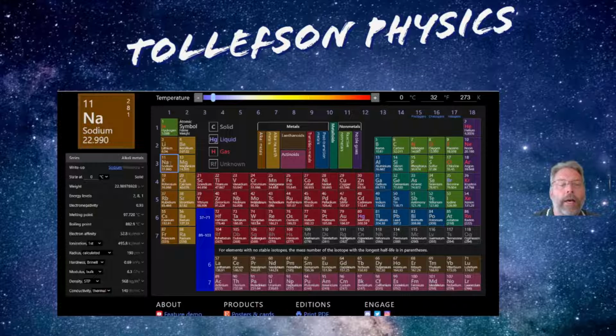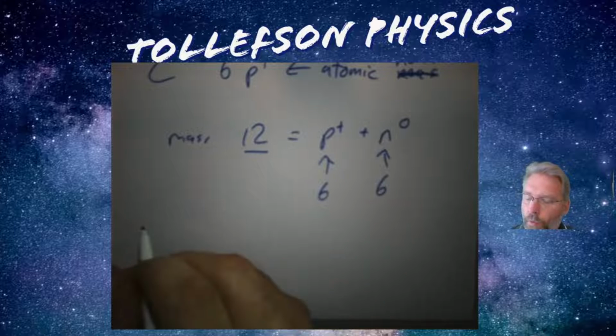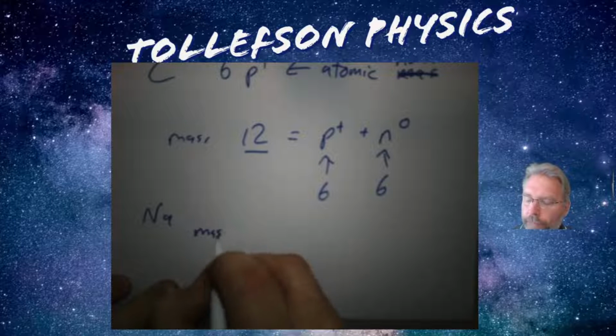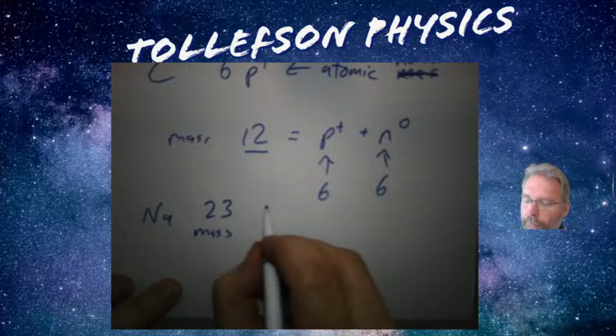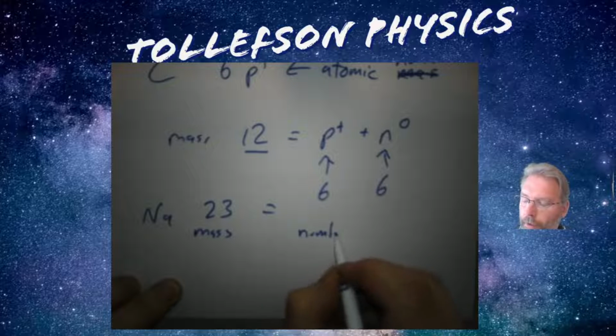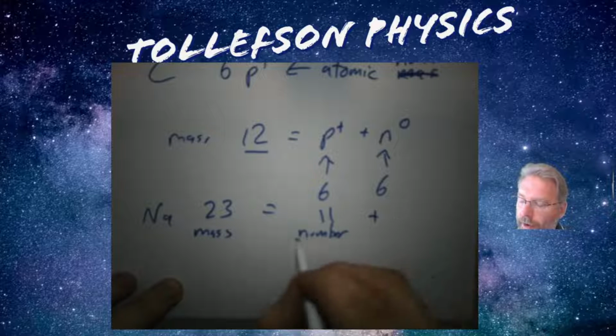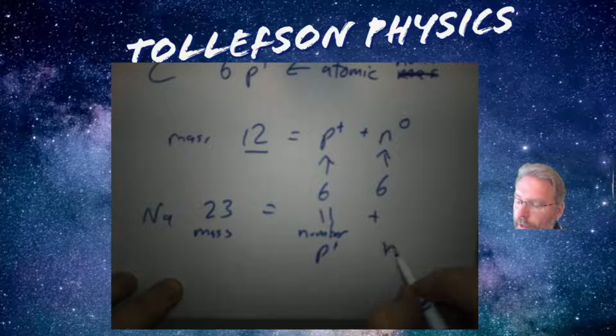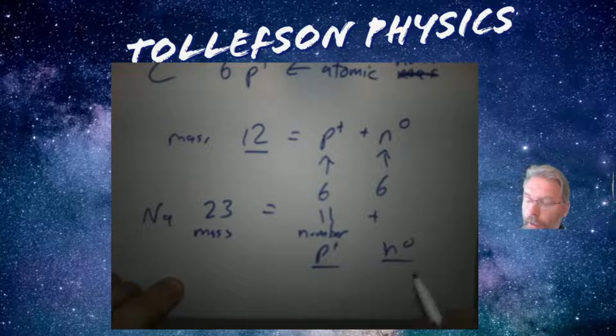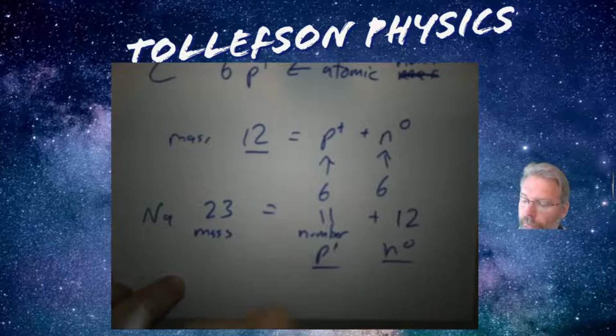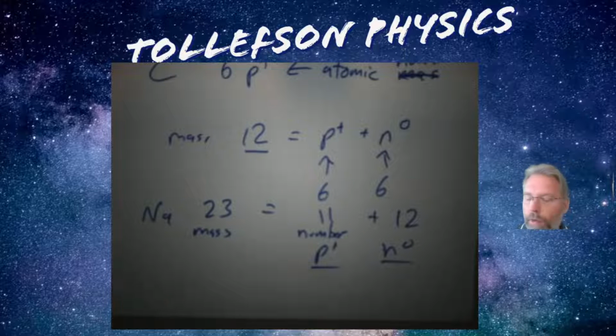But if we round the atomic mass from 22.99 up to 23, we need to figure out how many neutrons there are. So let's go back to here. And so with sodium, the mass is 23. And the atomic number, so I'll write it this way this time, is 11. And so that is the number of protons. So how many neutrons does there have to be? Well, 11 plus 12 equals 23. And so the number of neutrons in a sodium atom is going to be 12.